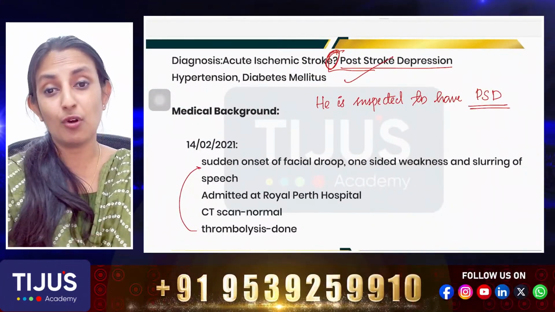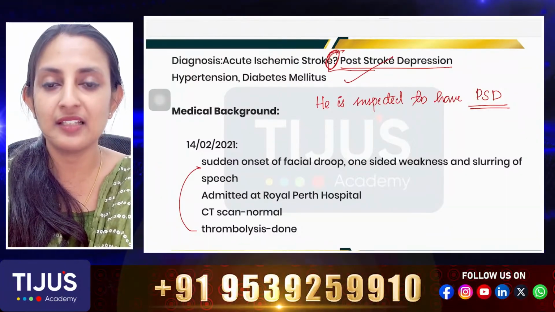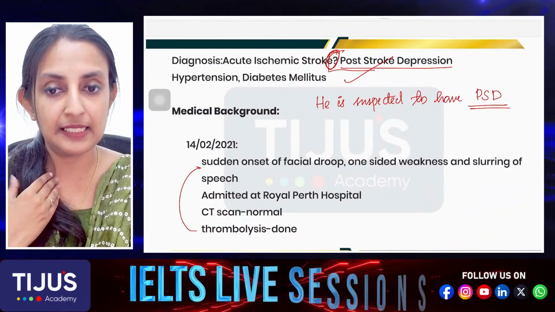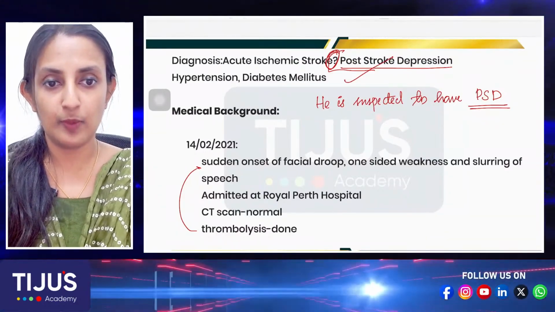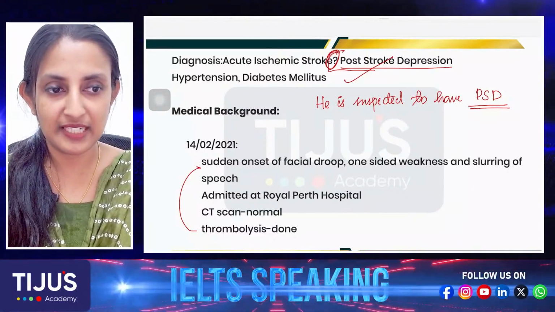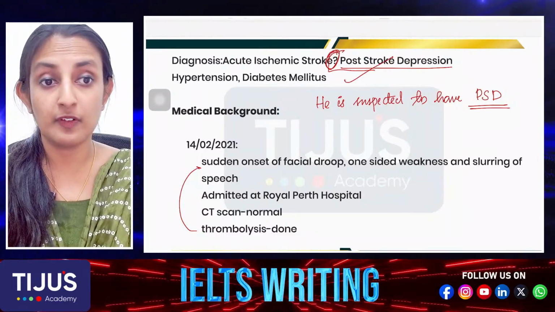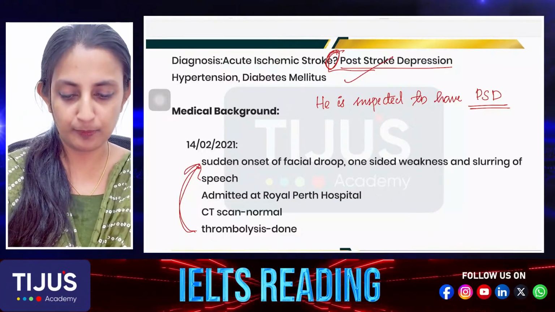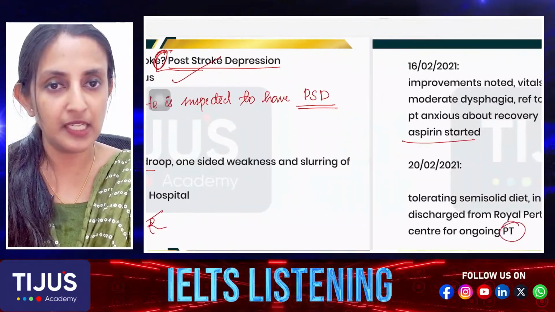Since the patient has post-stroke depression, we are supposed to inform the reader regarding the stroke experience of the patient. So you could say, as a part of medical history, on 14th February 2021, the patient came with a sudden onset of facial droop, one-sided weakness and slurred speech, which was managed with thrombolysis. We only need to take these two things from the first episode.